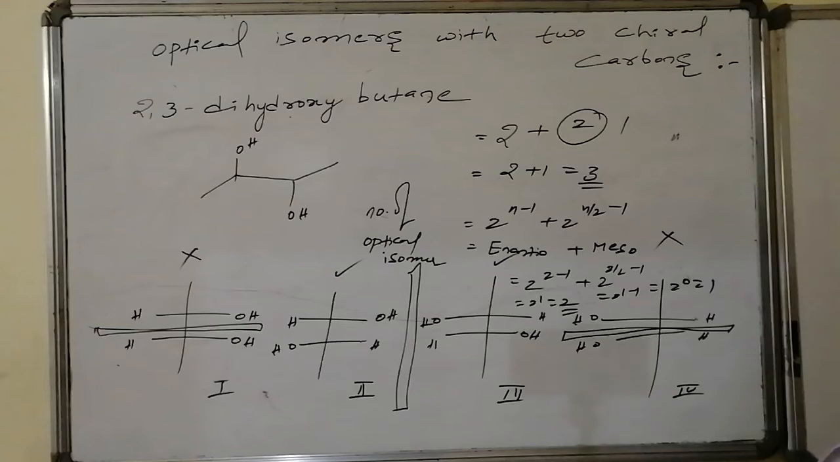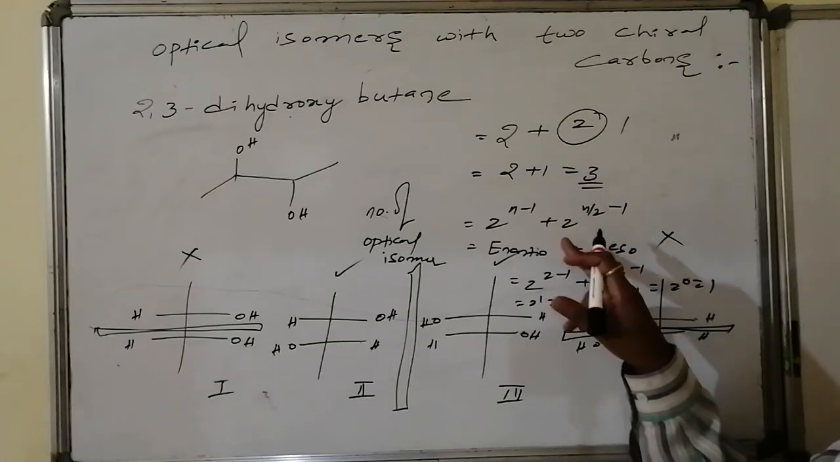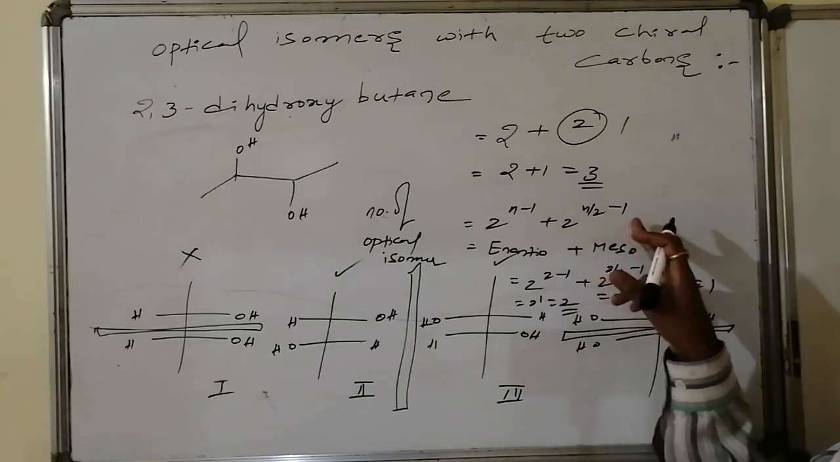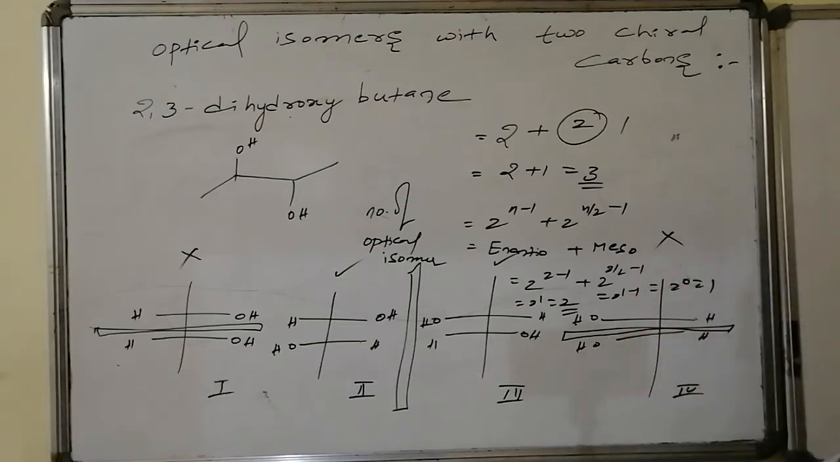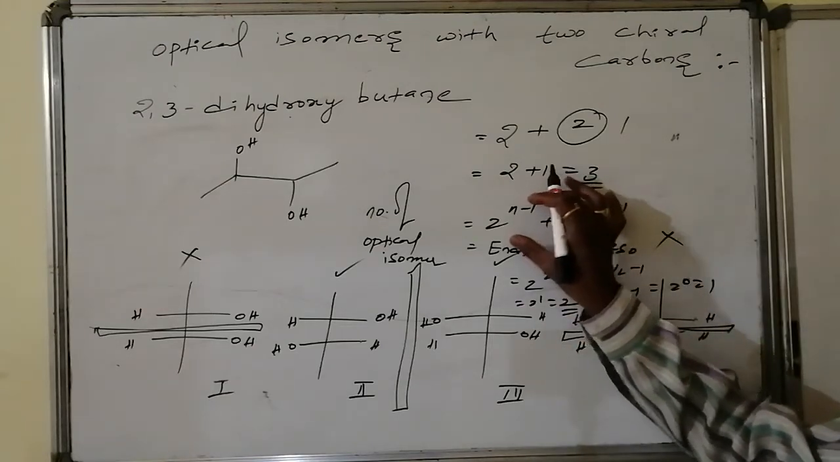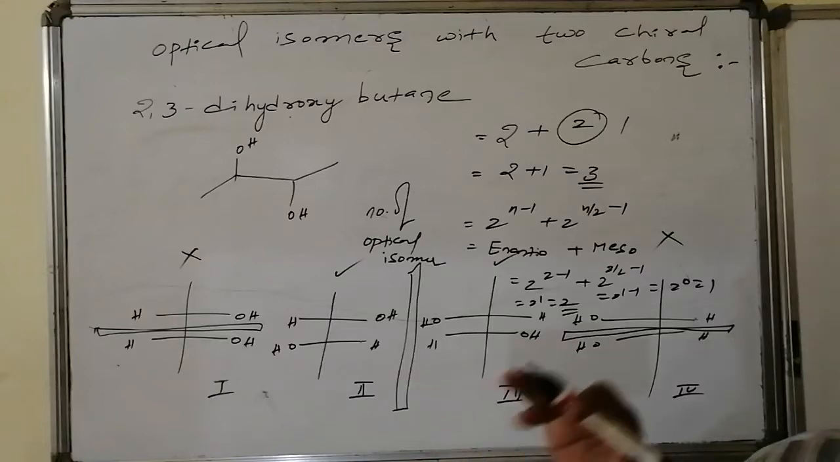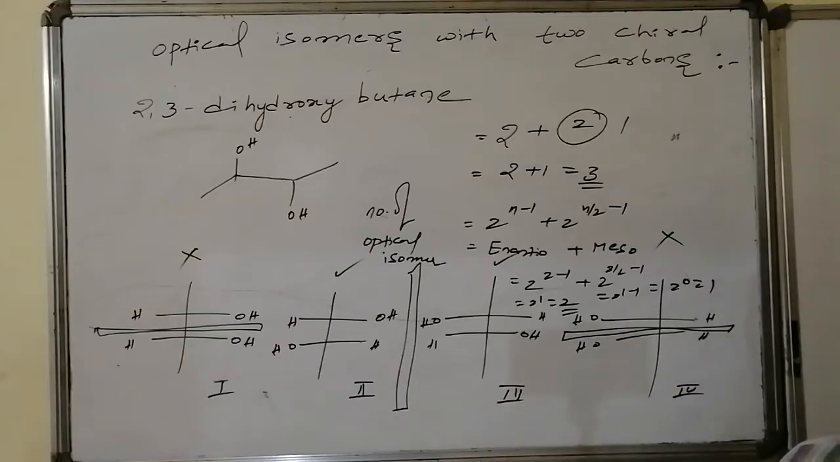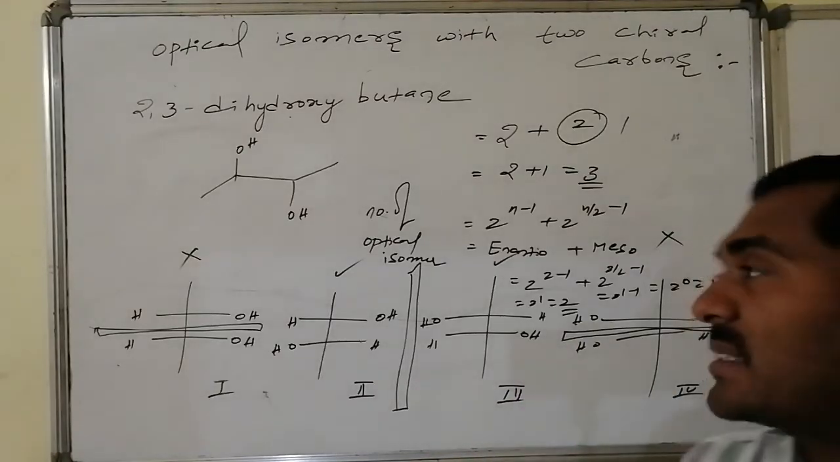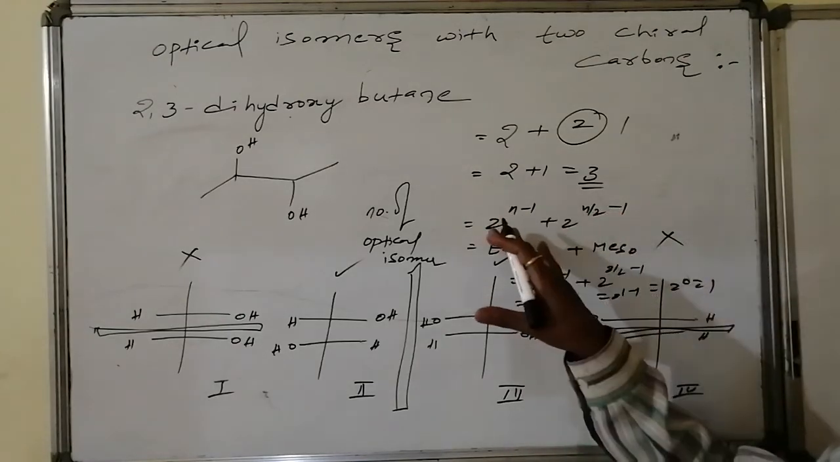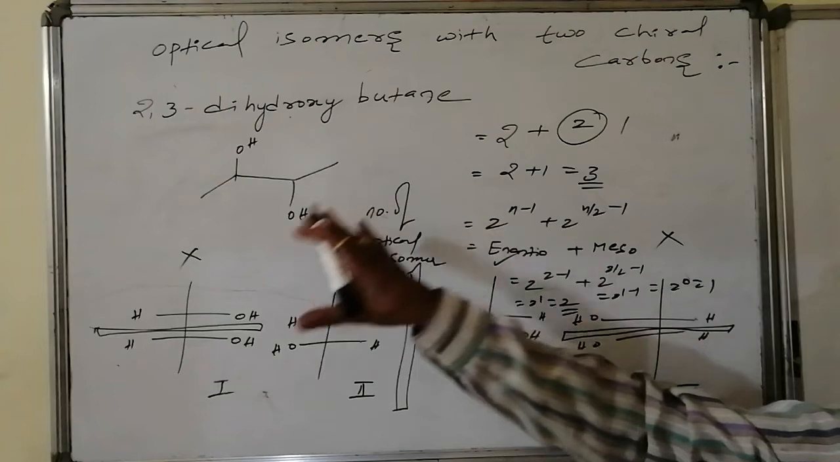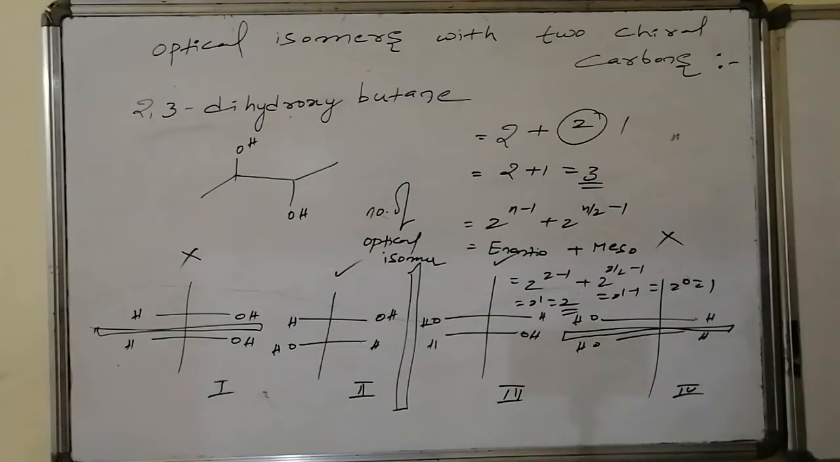will become the number of optical isomers, that is, pairs of enantiomers, whereas the remaining optically inactive isomers can be given by 2 power n by 2 minus 1, which becomes equal to 1. Here 1 is a mesomeric compound. Thus this first term represents the total optically active isomers, and this is the optically inactive isomer. So therefore total optically active plus optically inactive isomers becomes equal to the total number of optical isomers.